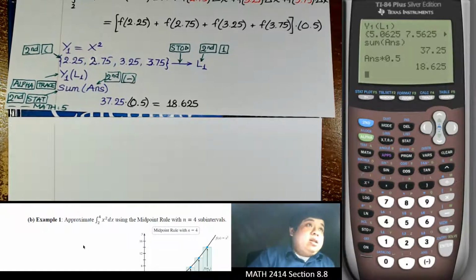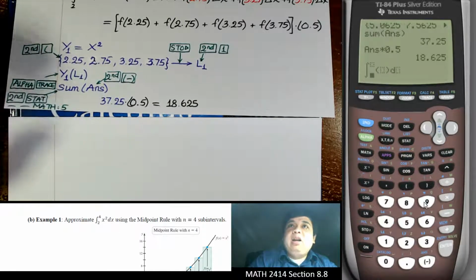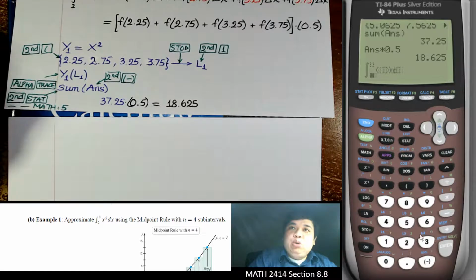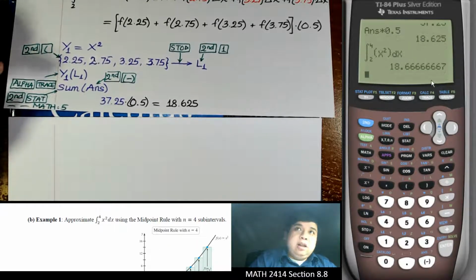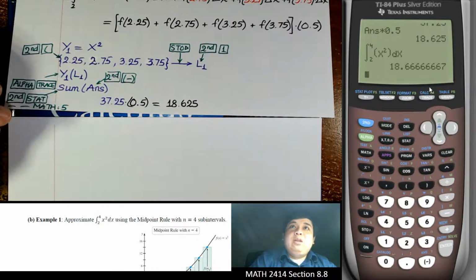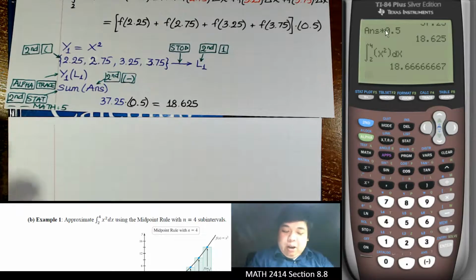By the way, just how accurate is this approximation? Right, math number 9. We go from 2 to 4 of x squared dx. Yeah, so this is the actual value, and this is the approximation. So it's kind of a good approximation.